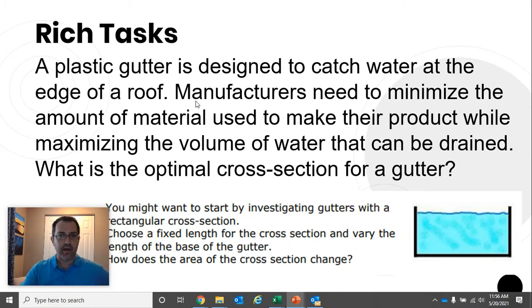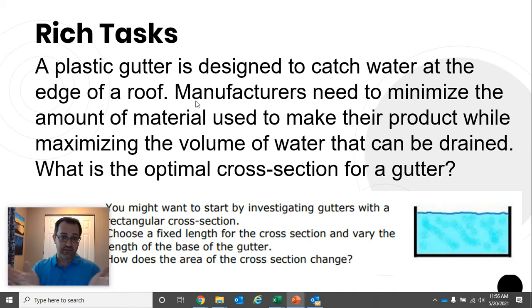And here's one more. A couple slides ago, there was a quote from the Enrich website, which is a website out of England, I believe. And they're great. They have lots of good rich tasks there. I'll provide the link off to the side later. This is one of their examples. They're talking about a gutter, and this idea of just, can we design the gutter to hold as much water as possible? What sort of design should we take on it?